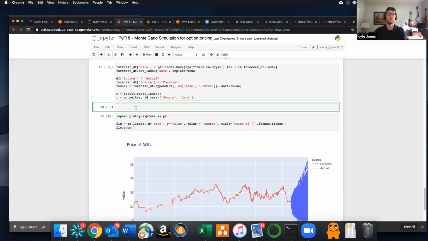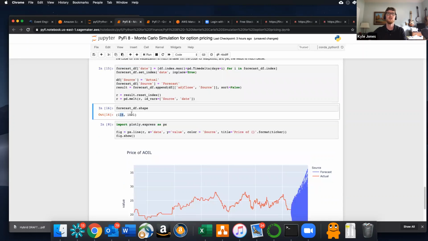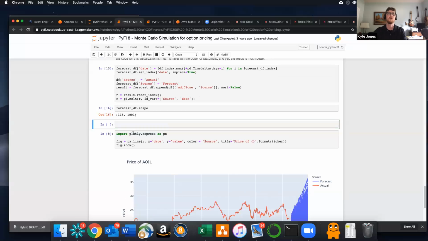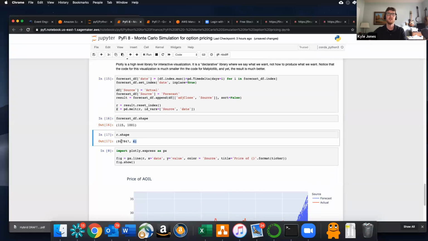So if we look at the forecast shape, that's what we talked about. It's 115 rows and 1,001 columns. And now if we look at the shape of R, which is just a random name that I'm using here, it is only 4 columns, and it is 847,000 rows.